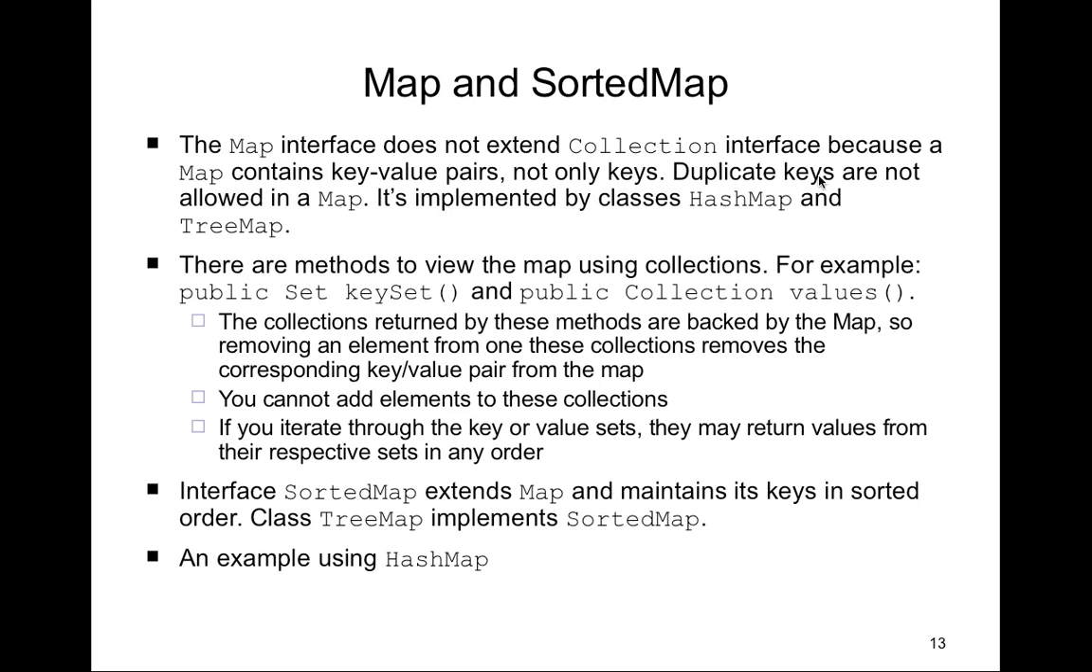Duplicate keys are not allowed in the map, obviously. It's implemented by the classes HashMap and TreeMap. So think of a dictionary. How many times does the word "the" show up in the dictionary? Once. How many meanings does it have? I don't know. Actually, maybe not. We shouldn't pick the word "the." We should pick the word "map." How many times does map show up in the dictionary? Once. How many meanings? Several different meanings associated with it, but they're all grouped together in terms of values for that particular key.